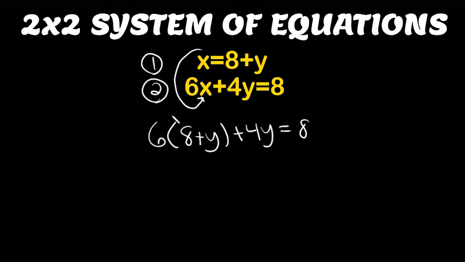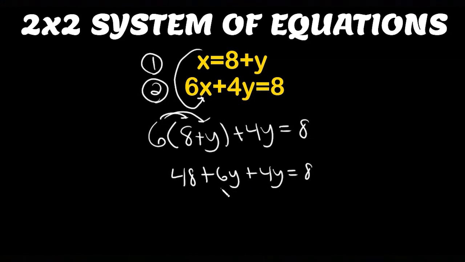So what I need to do here, I need to take the 6 here and I need to distribute. 6 times 8 will give me 48. 6 times y will give me 6y plus 4y equal to 8. Let's go ahead and combine like terms here and here. So now I have 48 plus 10y equal to 8, right?